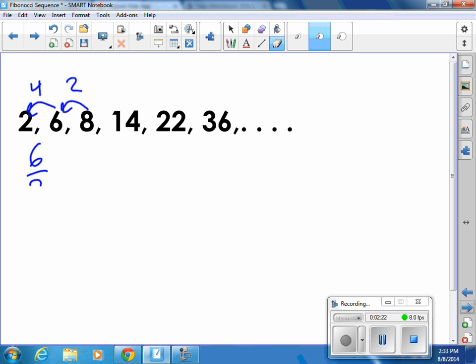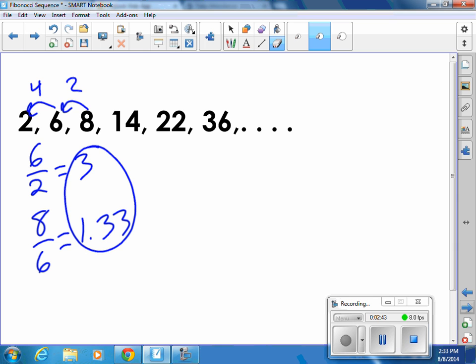6 divided by 2 is 3, meaning 6 is 3 times bigger than 2. Well, 8 divided by 6, you can probably already see that 8 is not 3 times bigger than 6. It's 1 and a third times bigger. So it's not exponential because these ratios are not the same.